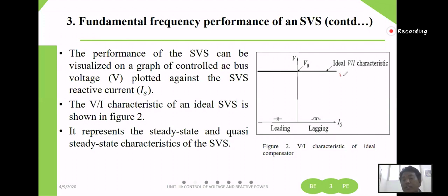For example, if it is 400 volt, then ideally, wherever you go, sending end or receiving end, you will get 400 volt. Sending end also 400 volt, receiving end also 400 volt. How is it adjusted? By these two, shunt inductors and shunt capacitors. Okay, this is the ideal case, but in actual, this is not the case.